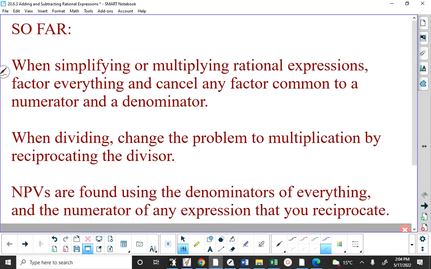The other thing that I want to point out here, just to remind you, is that when you find your non-permissible values, you always find them after you factor, but before you cancel. I mean, you can find them after you cancel. You just have to look at the ones that were there before they got canceled. So that's it in a nutshell. By the way, non-permissible values are found using denominators of everything and the numerator of anything that you're going to flip over. The numerator of anything that you're going to divide by.